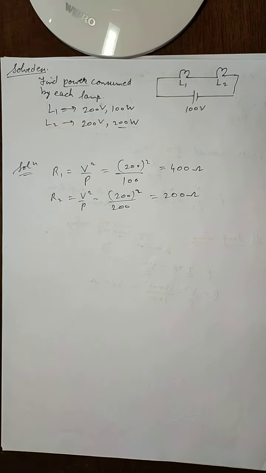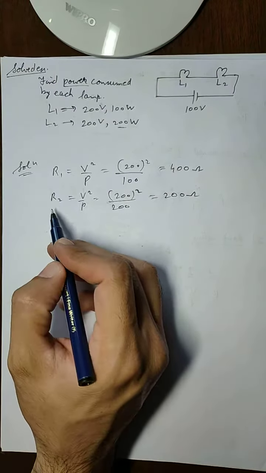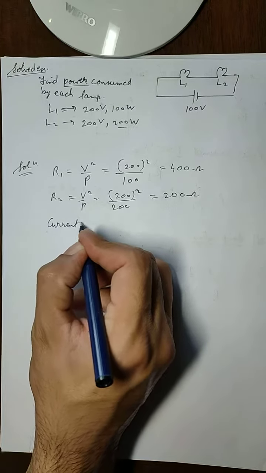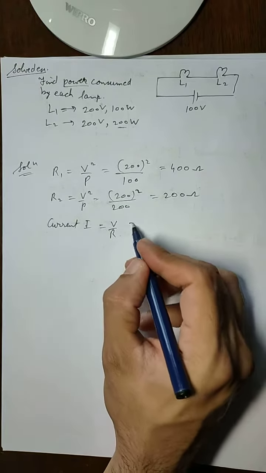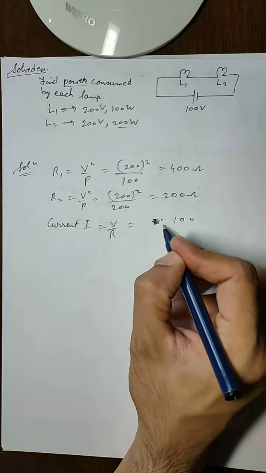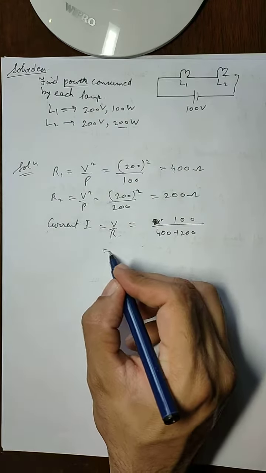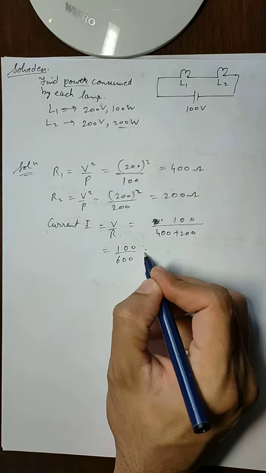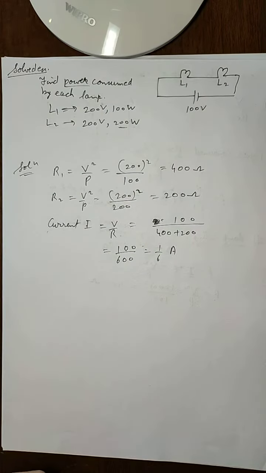Now the next step that we need to find out, we already have the total resistance. Now we need the current that is flowing in the circuit. So the current I that is flowing in the circuit will be equal to V by R. V is 100 and R will be the series combination of the resistances, as the lamps are connected in series, so it will be equal to 400 plus 200. So it will come out to be 100 upon 600, or 1 by 6 ampere. So this much amount of current is flowing through the circuit.